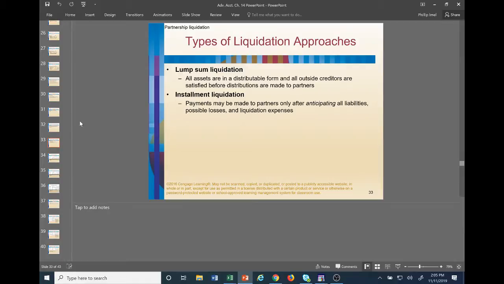Types of liquidation approaches. First, we have a lump sum liquidation, where all assets are in distributable form and all outside creditors are satisfied before the distributions are made to partners. Next, we have installment liquidation, in which payments may be made to partners only after anticipating all liabilities, possible losses, and liquidation expenses.